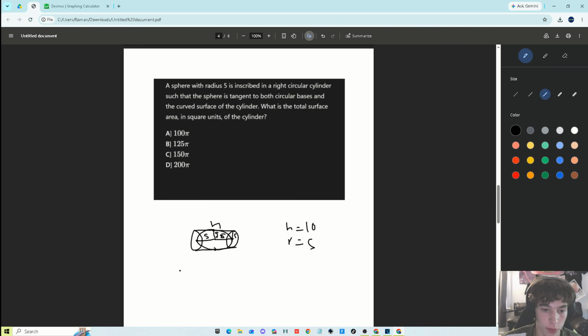Since there's 2 of them, we'll do 2 pi r squared plus the curved region. So the curved region is basically, if you unfolded the cylinder, it would just be a rectangle. The height of the rectangle would be the height, so 10, and the width would be the circumference of the circle, so 2 pi r. So we'll do 2 pi r times the height, and since we have radius and height, we can find this.